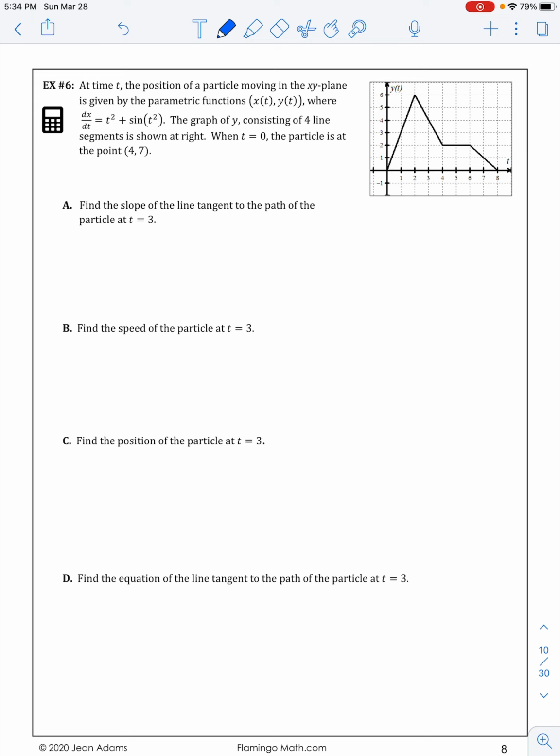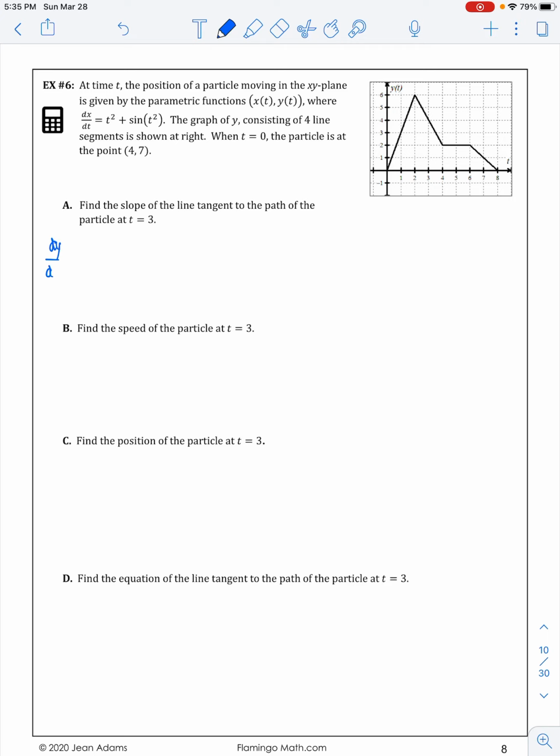And example number 6. So for example number 6, it says at time t, the position of a particle moving in the xy plane is given by the parametric functions x of t comma y of t, where dx dt is t squared plus sine of t squared, and the graph of y consisting of 4 line segments is shown at the right. When t equals 0, the particle is at the point 4, 7. So find the slope of the line tangent to the path of the particle at t equals 3.